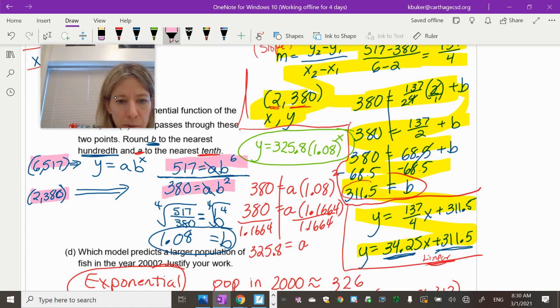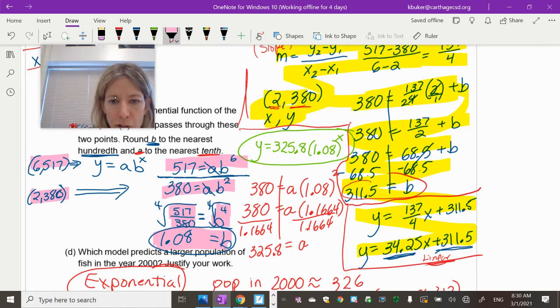Okay, so we have our two coordinates. We substitute them into the formula. We divided, subtracted exponents, took the 4th root, and found our growth factor. And we said 1.08. Okay, this is a growth factor of 8%. So this is the same as 1 plus 0.08, which is 8%. So the fish were growing about 8% each year.